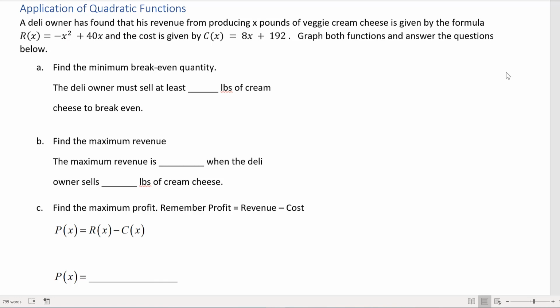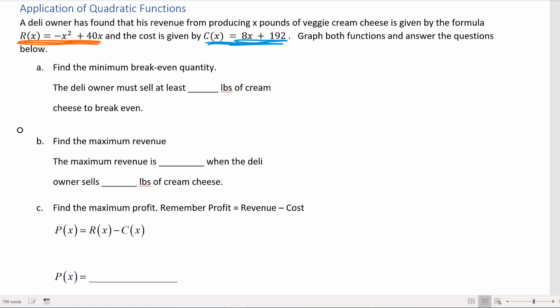Our next problem is an application of quadratic functions. We have a deli owner, and he has found that his revenue from producing x pounds of veggie cream cheese is given by the formula R(x) = -x² + 40x. So we're going to give that a color. We're going to do that in orange. And the cost is given by another function, C(x) = 8x + 192.